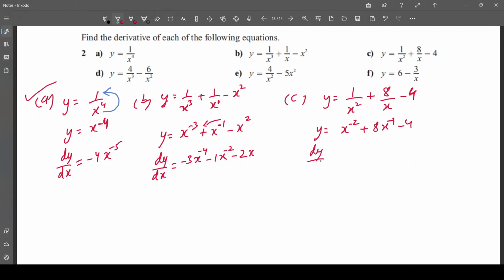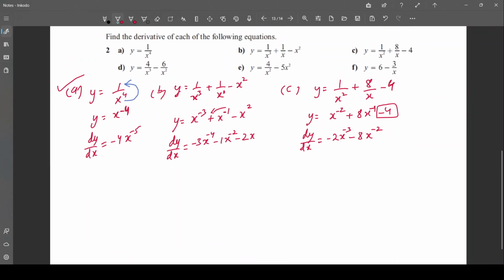If I differentiate this with respect to x, minus 2 will come in the front, and minus 2 minus 1 is minus 3. Then this minus 1 will come in front, minus 1 into 8 is minus 8, and minus 1 minus 1 gives you minus 2. Because this is a constant, it will become 0. So that's your final answer.